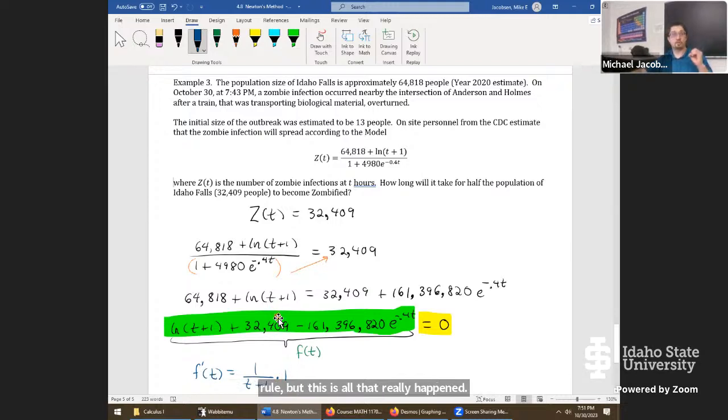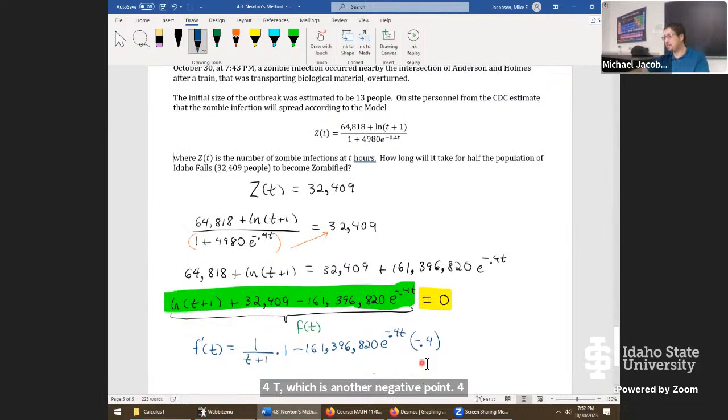This constant is going to go to a 0, so we skip on over to this one. Now it's a constant multiple rule. That big constant negative 161 million stays alive. Then we differentiate this function. Derivative of the base e exponential is itself. Then we multiply it by the derivative of negative 0.4t, which is another negative 0.4. And that's our derivative right here.